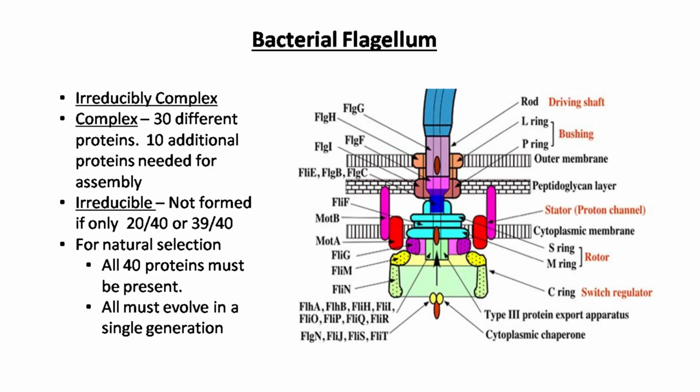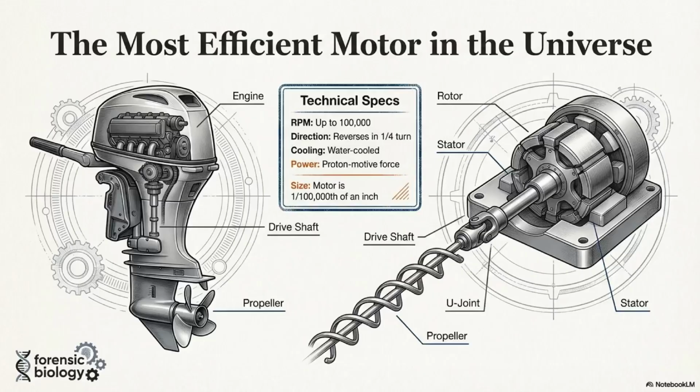Yeah, but calling it a tail really sells it short. It is quite literally an outboard motor. It's a rotary propeller, and the stats on this thing are honestly mind-bending for something microscopic. It spins at 10,000 revolutions per minute. Wait, 10,000 RPM? That's like Formula One car territory. It's faster. And get this, it can stop within a quarter of a turn and instantly reverse direction to spin 10,000 RPM the other way. That is insane. Howard Berg from Harvard calls it the most efficient motor in the universe.